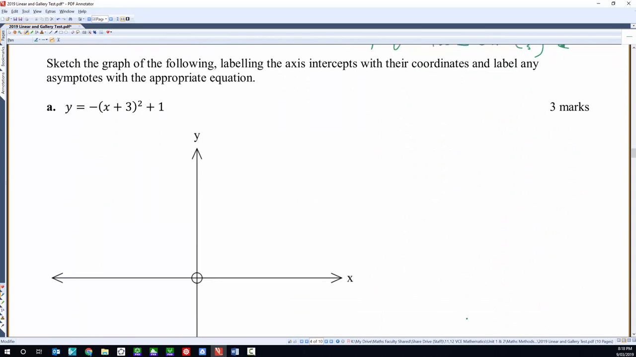Okay, so we had to sketch this graph here. So this was, note the form before you get started. It's a parabola, and the parabola is going 3 units to the left, so -3, and up 1 unit. So that's the turning point. We're going to mark that as such, -3, 1. Okay, because it's an inverted parabola, it's going to go like that.